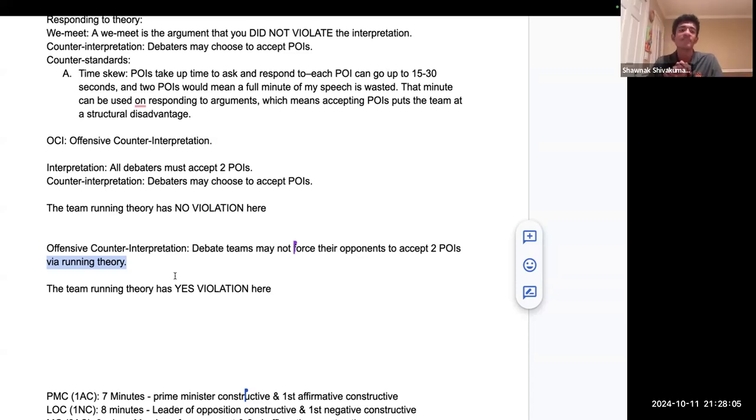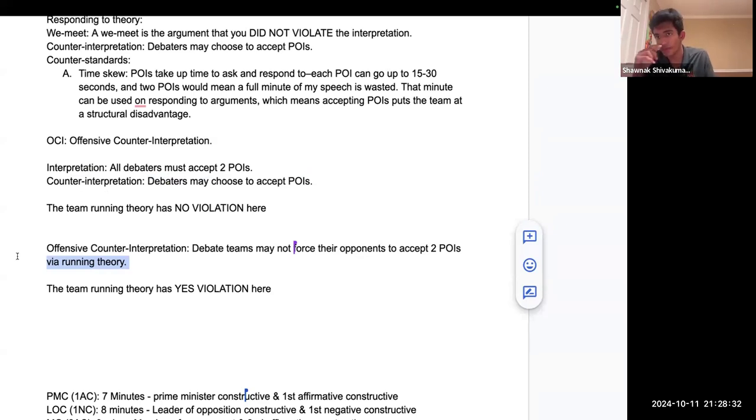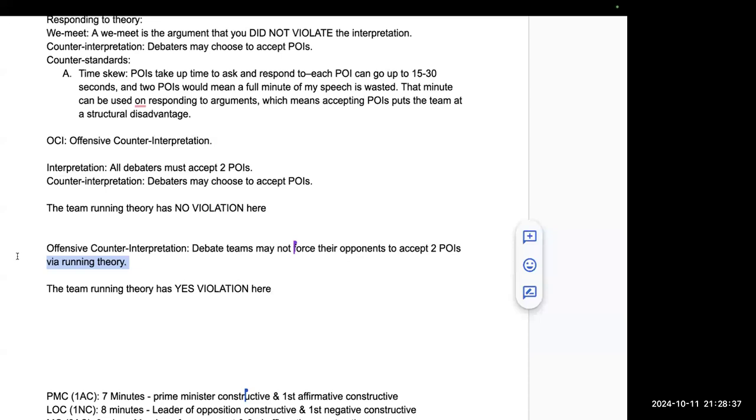Exactly right. So in this case, once again, the team running the theory doesn't violate. It's defensive. It's like someone's attacking you, saying you must do this, and you're like, oh, I don't have to. In this case, you're saying, you cannot force me to do this. This is a bad thing for you to force me to do. You are actually the one breaking the norms. You get that?